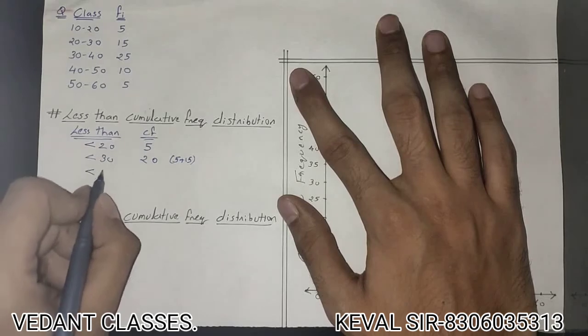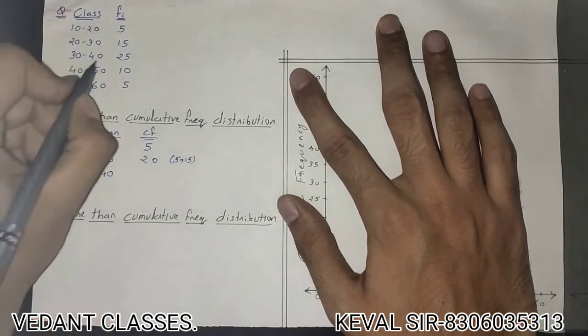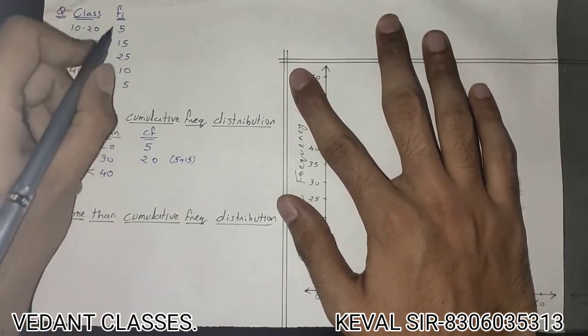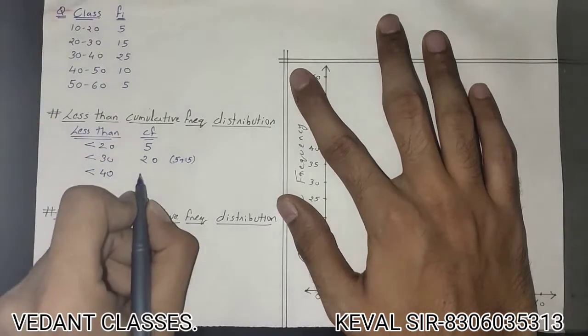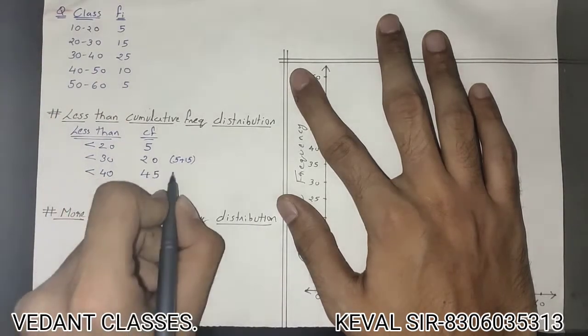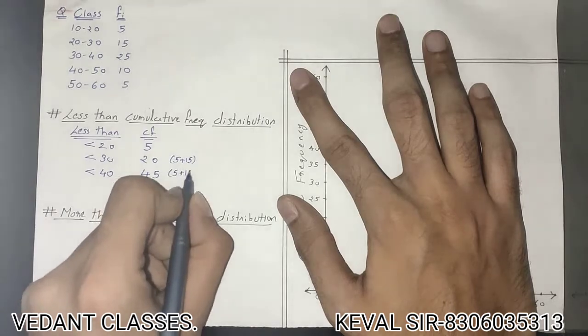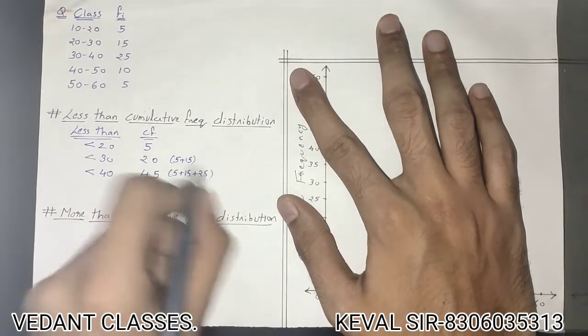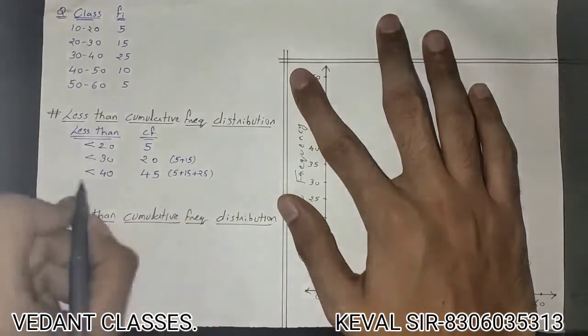Okay, now let's see for the value less than 40. For less than 40 you need to consider all these 3, so it will be 45. That will be like this, 5 plus 15 plus 25. You don't need to show this one, but just for your understanding.